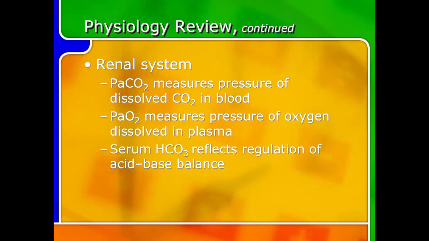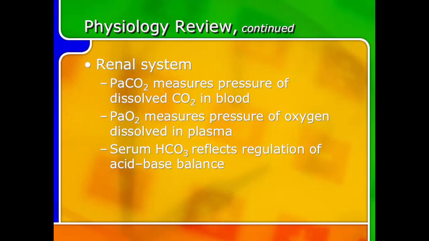The PaCO2 measures pressure of dissolved carbon dioxide in blood. Your normal is 35 to 45 millimeters of mercury. Less than 35 is called hypocapnia. Greater than 45 is called hypercapnia. Your PaO2 measures pressure of oxygen dissolved in plasma. Your normal is 75 to 100 millimeters of mercury. Less than 80 is considered hypoxemia.